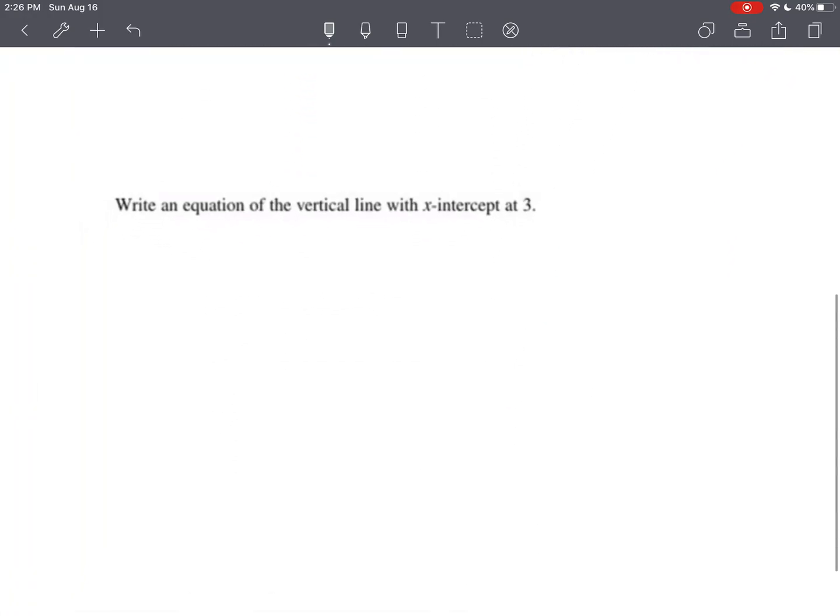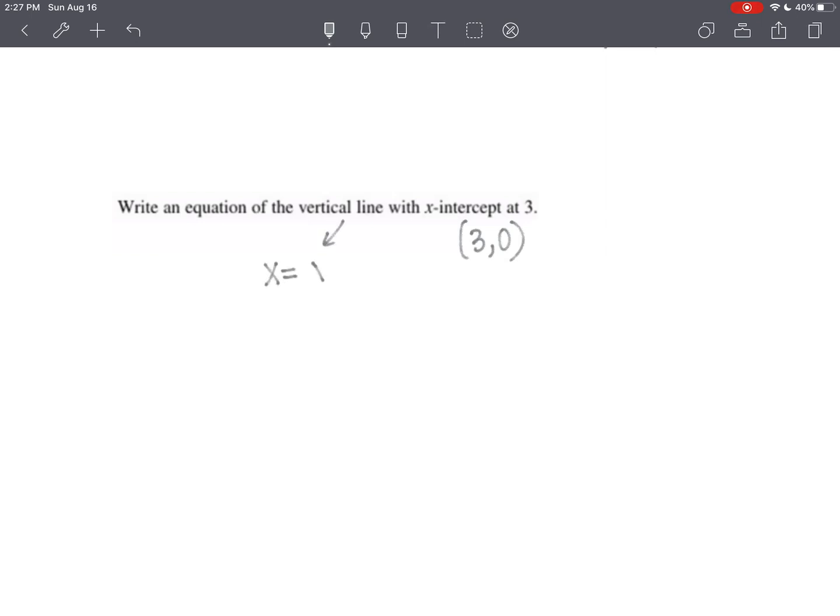Okay, write the equation of a vertical line with an x-intercept at 3. So if my x-intercept is at 3, the point is 3, 0. The equation of the vertical line is x equals the x coordinate of the point that it goes through. That x coordinate is 3, so we have x equals 3.